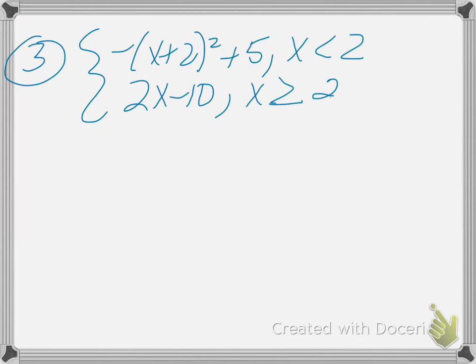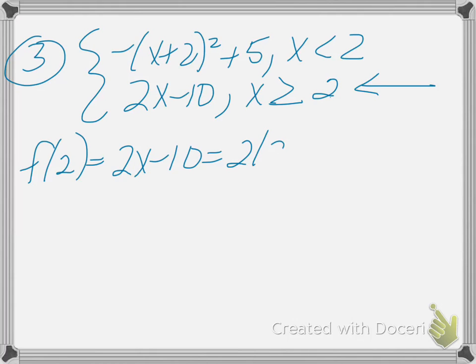Okay, so you have to determine if this was continuous at x equals 2. This was worth 8 points. So the first thing I'm going to do is f of 2. So when x is exactly 2, we're going to use the second function. Substitute 2 for x. You get 4 minus 10, and that's negative 6.